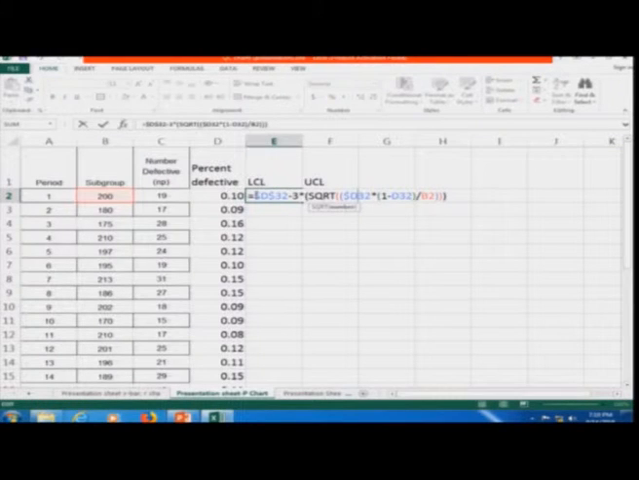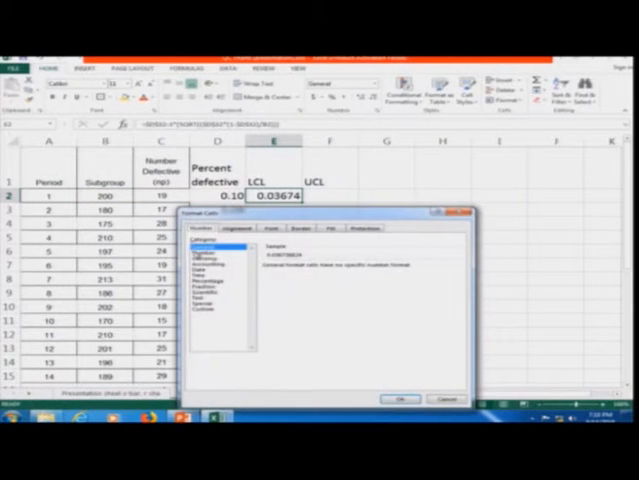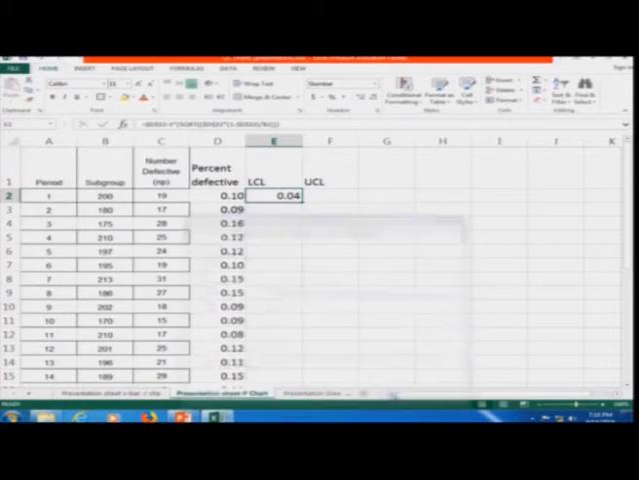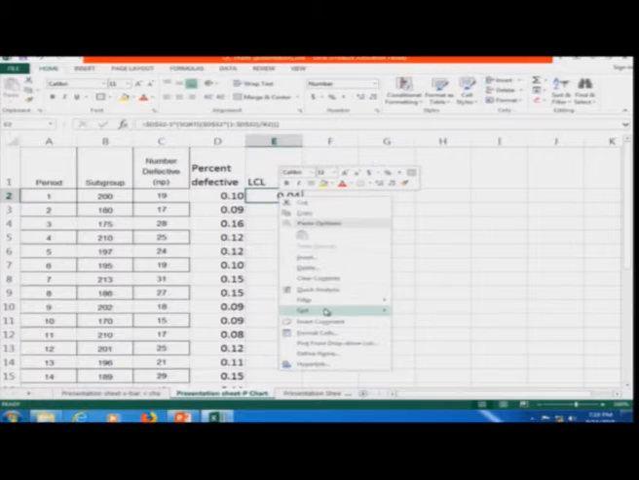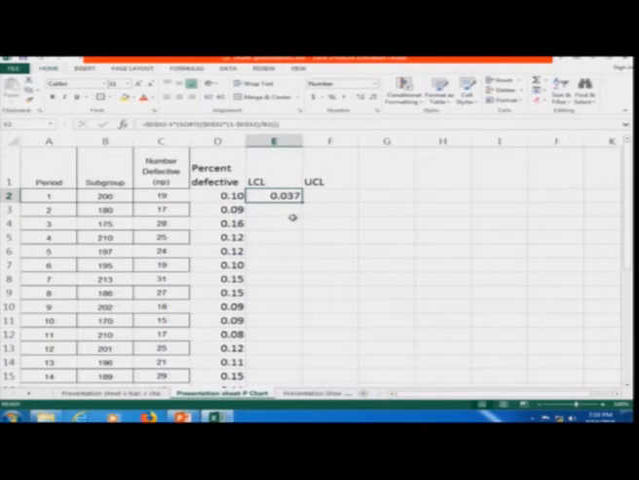P bar is to be locked. This B2 subgroup size would vary. This is fixed now, and I would also like to format it, or I can put it to the third place of decimal, because we are working with the proportion defectives this time, and the proportion might need another significant 0 after the decimal.